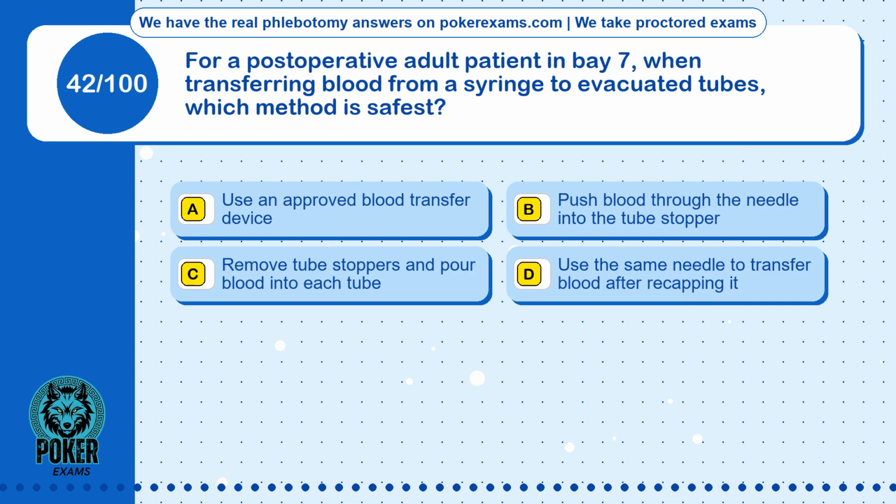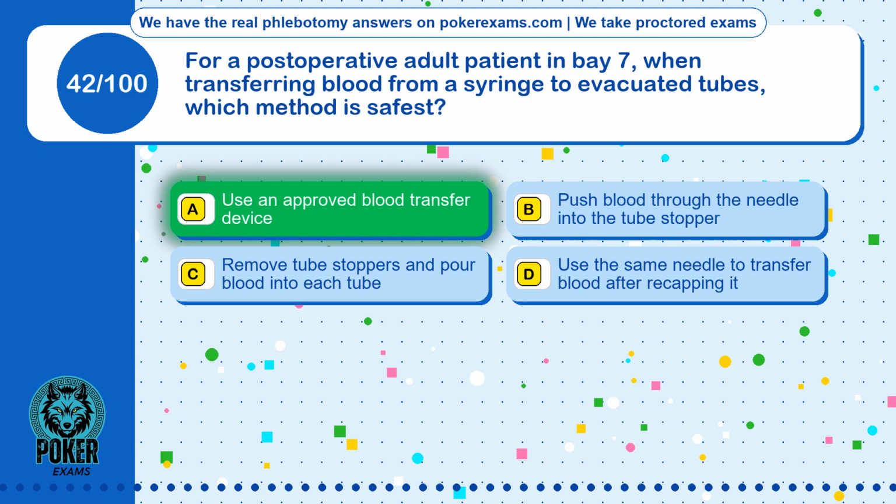Question 42. For a postoperative adult patient in Bay 7, when transferring blood from a syringe to evacuated tubes, which method is safest? Option A. Use an approved blood transfer device. Option B. Push blood through the needle into the tube stopper. Option C. Remove tube stoppers and pour blood into each tube. Option D. Use the same needle to transfer blood after recapping it.